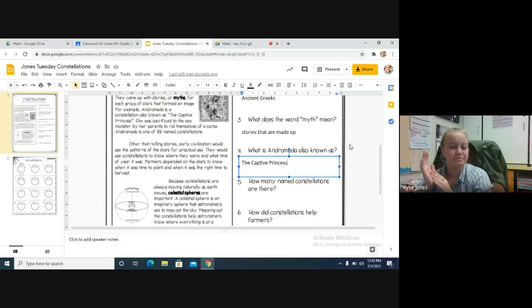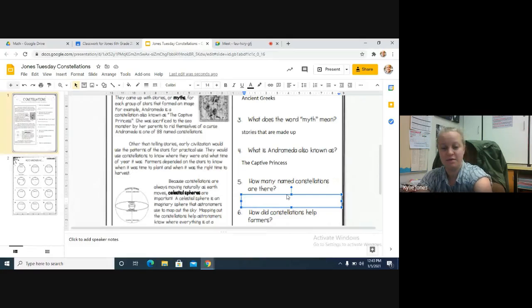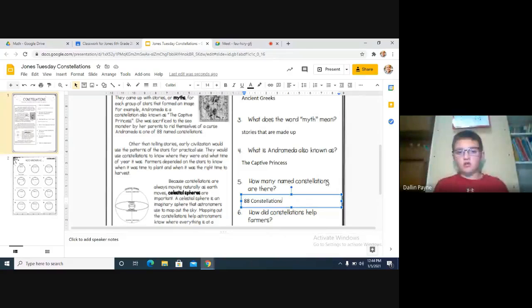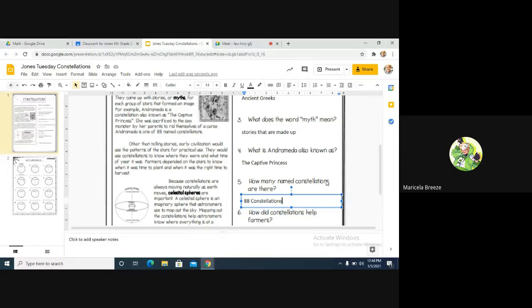All right. Number 5 says, how many constellations are there that are named? 88. Perfect. 88 constellations. Am I going too quick or are we doing all right? I'm doing good. Good. Okay.